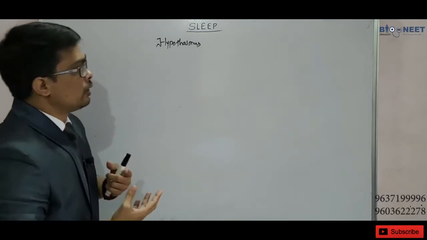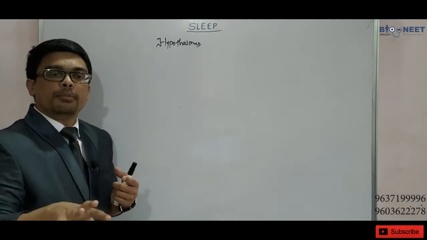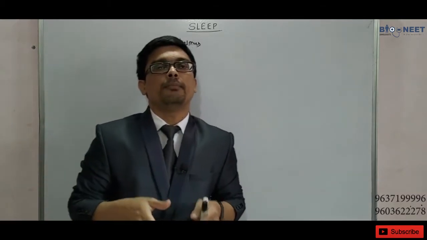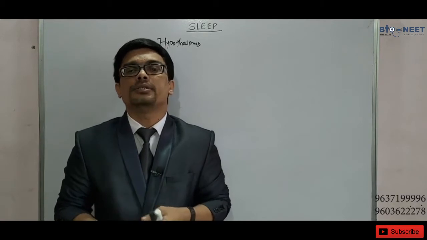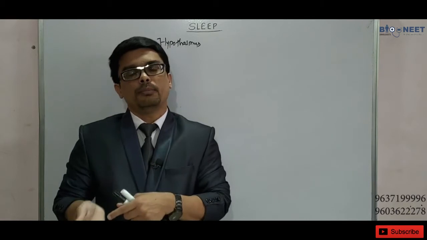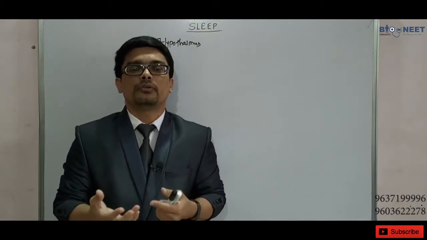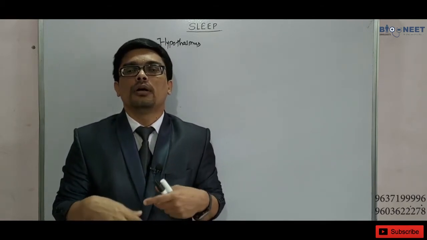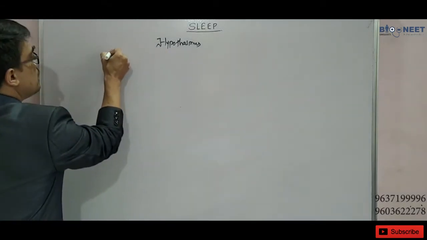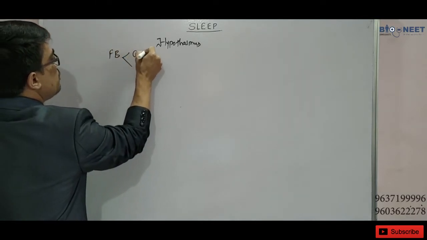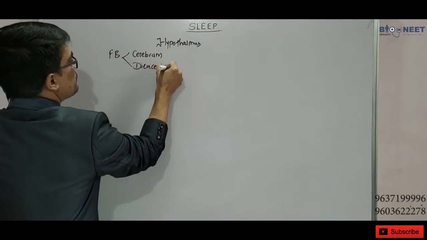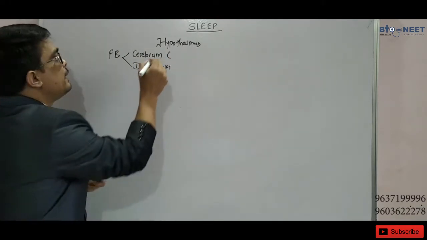We already know that the brain is divided into forebrain, midbrain, and hindbrain. Forebrain is prosencephalon, midbrain is mesencephalon, and hindbrain is rhombencephalon. We don't really need to know the midbrain and hindbrain, but we need to know the forebrain. The forebrain is divided into cerebrum and diencephalon. Cerebrum is also called telencephalon.